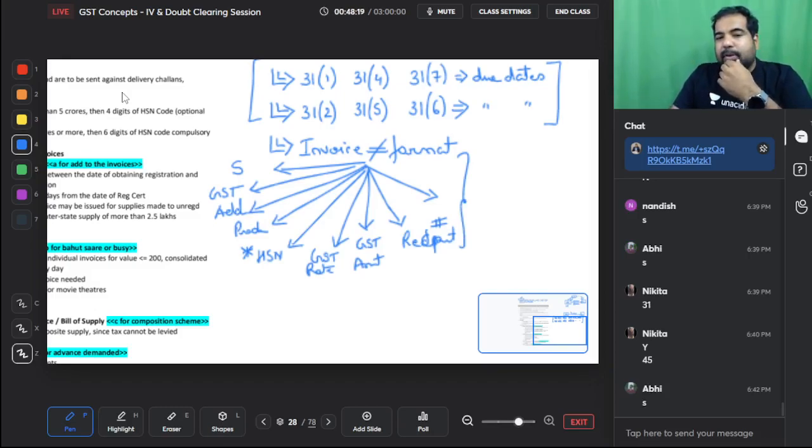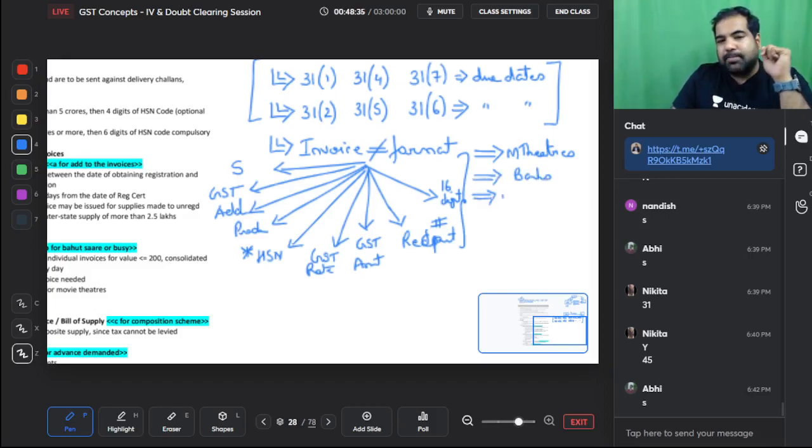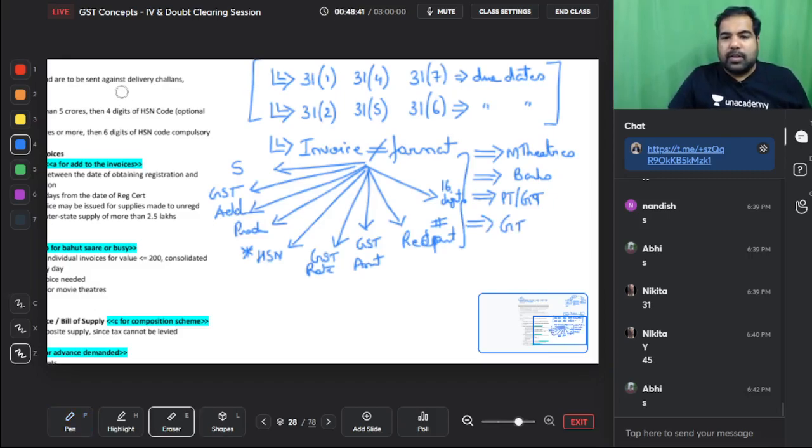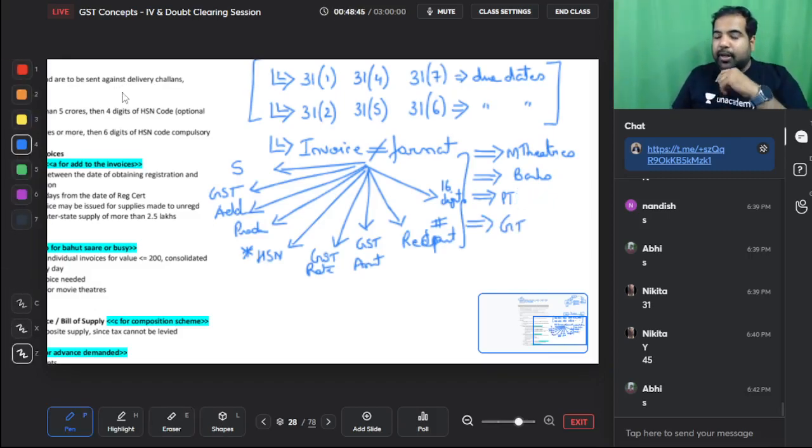And for some people, like movie theaters, oh yes, you have to have a 16-digit serial number also. But for some people, like movie theaters, like banks, like passenger transport and goods transport, in these cases, whatever document you issue can be treated like an invoice.